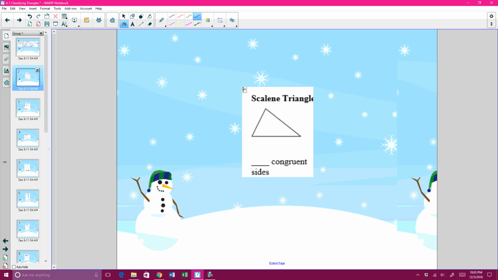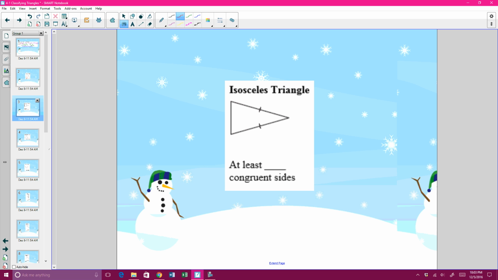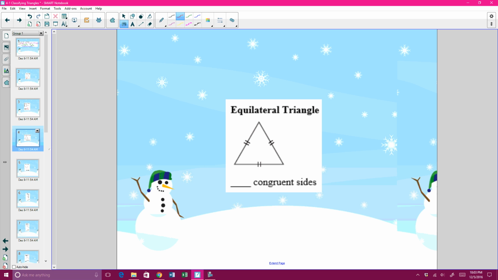There are 3 ways to name a triangle by its sides. The first one is scalene. A scalene triangle has 0 congruent sides. Isosceles has at least 2 congruent sides. We know that these are the congruent sides of the triangles because of these tick marks. And then an equilateral triangle has 3 congruent sides. Again, there are 3 tick marks, 1 on each side.